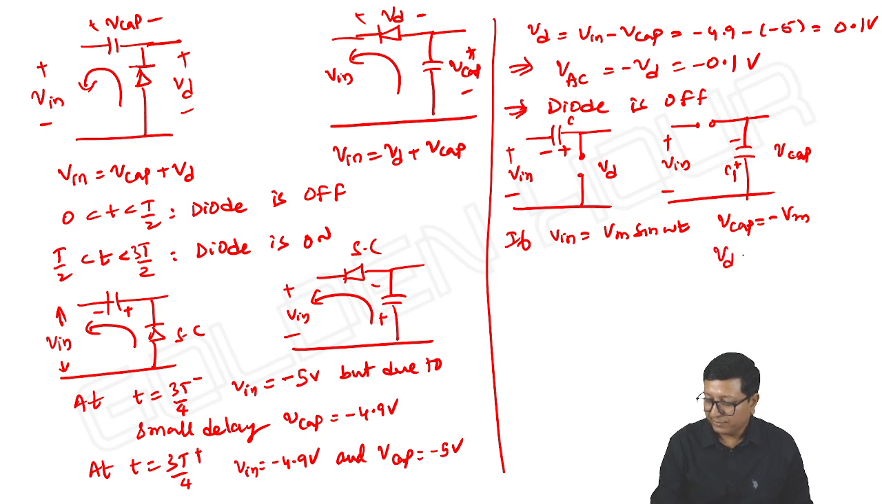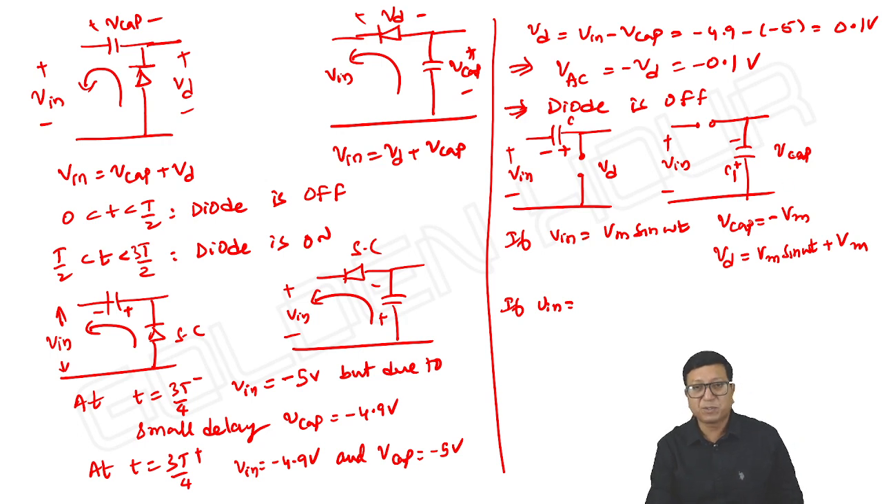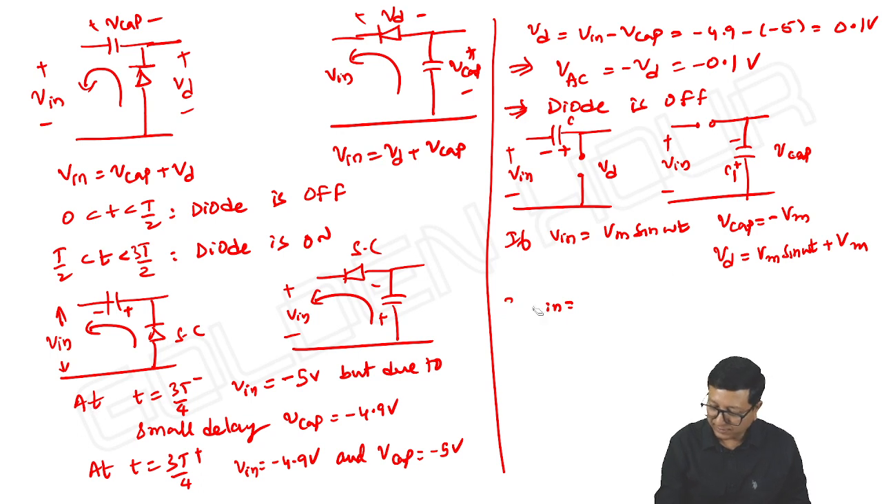And Vd is equal to Vm sin omega t plus Vm, we know. In the same circuit, so here what happens? The capacitor will charge up to the negative peak of the input. That's what we should observe. It is nothing but the negative peak of the input, V input minimum.